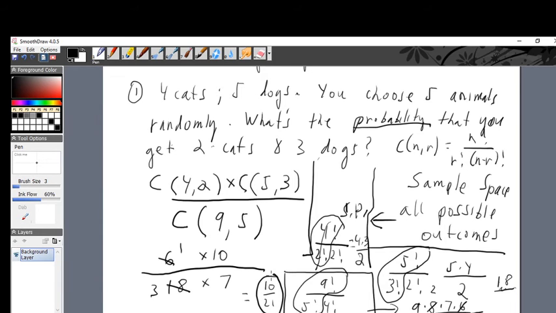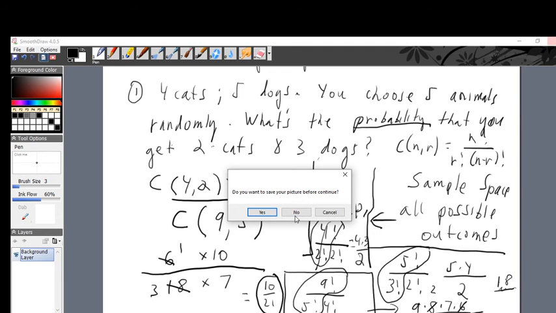I don't really care about the numbers that you can do with a calculator pretty easily. And if they want decimal, you do 10 divided by 21, and you get your decimal. If they want percent, you move the decimal place over, and you get your percent, etc. All right, that's problem number 1. Now I want to show you problem number 2, pretty much the same type of problem, but I want to show another example anyway.